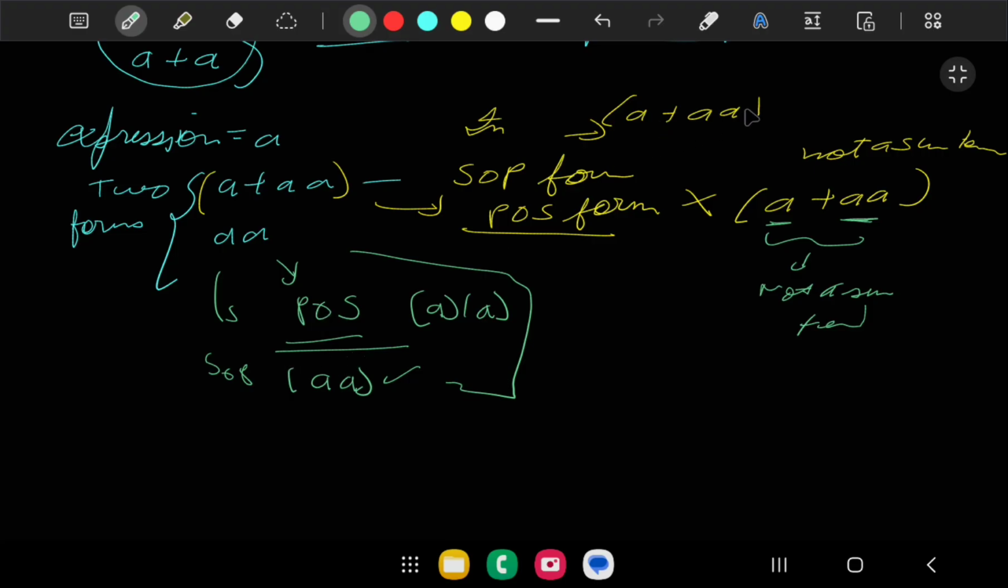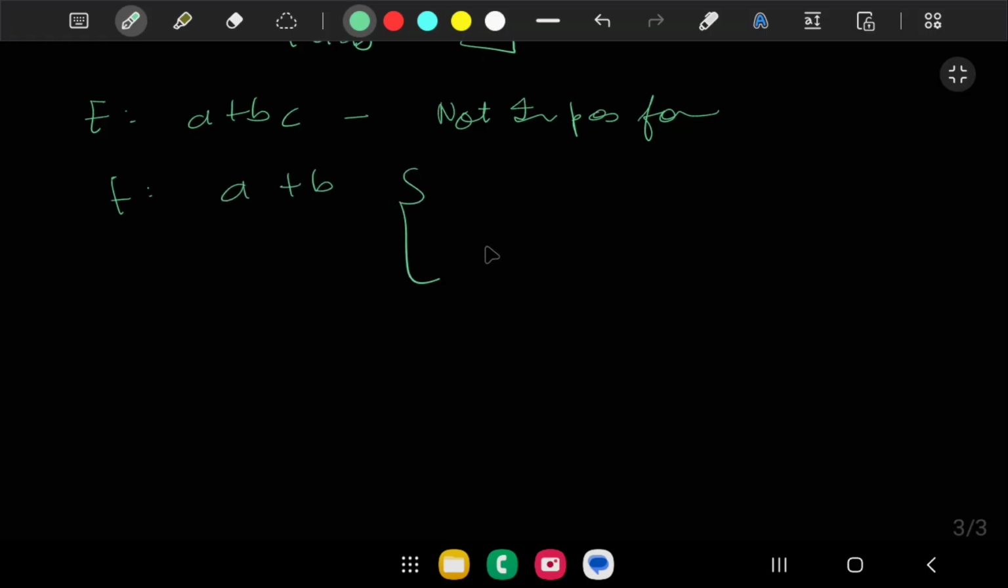So the definition is very clear. So this expression, A plus BC, is not in POS form, right? But over here, A plus B, this is in POS also and this is in SOP also. A plus B and A plus B, right?